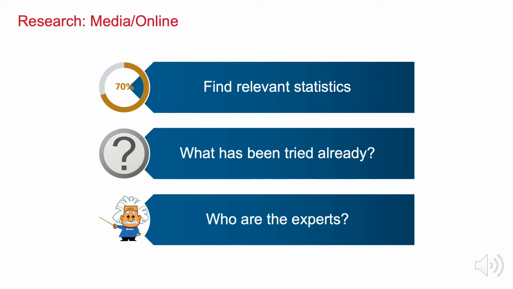When researching, look for relevant statistics. For example, how do you know that teen depression is on the rise? What are the statistics from 10 years ago, from 20 years ago? What are they now? You also want to think about what has been tried already. This is priming you for your solution. And also see if you can find any experts, ideally locally in your community.